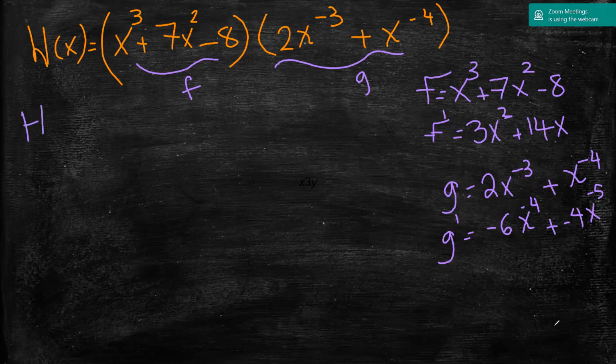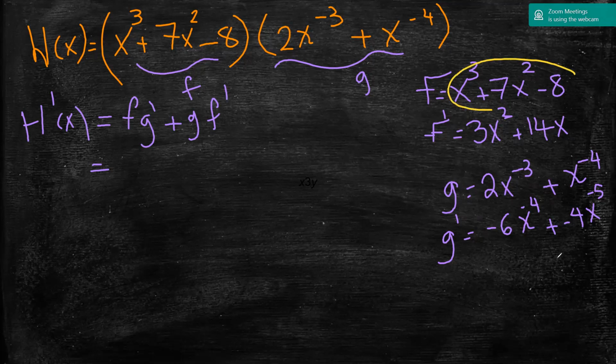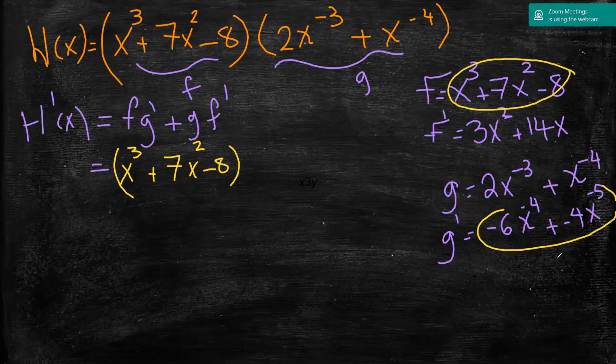Then h prime of x will be f g prime plus g f prime. Where is f? It's x cubed plus 7x squared minus 8, times g prime. Where's g prime? It's negative 6x raised to the power negative 4 minus 4x raised to the power negative 5. Then plus g f prime.